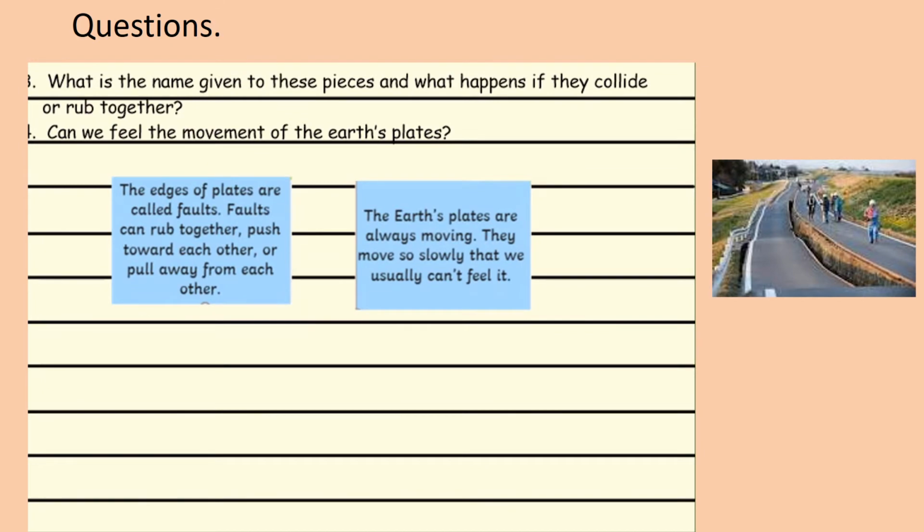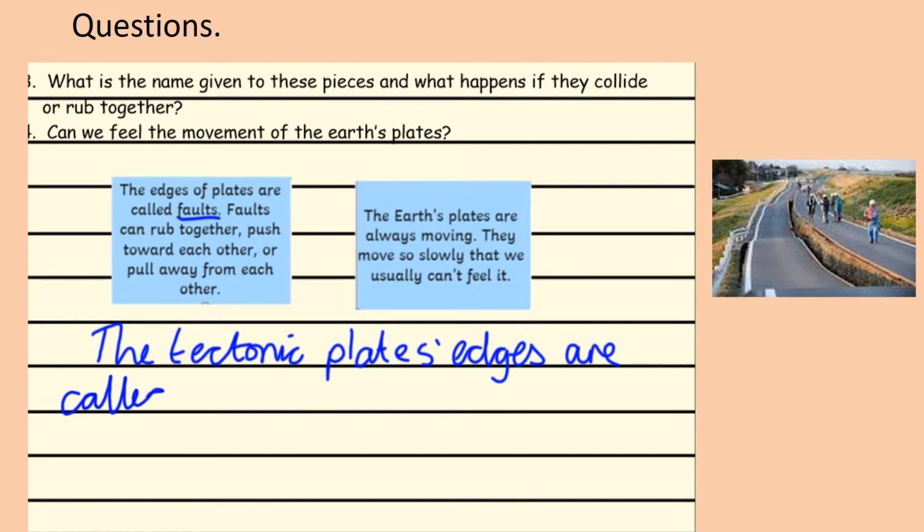What is the name given to these pieces and what happens if they collide and rub together? So the edges of plates are called faults. Okay, so the tectonic plates' edges are called faults. Okay, so these fault lines rub together and push towards each other.